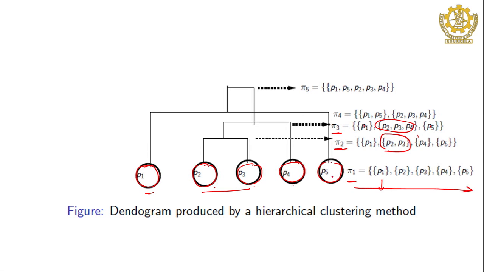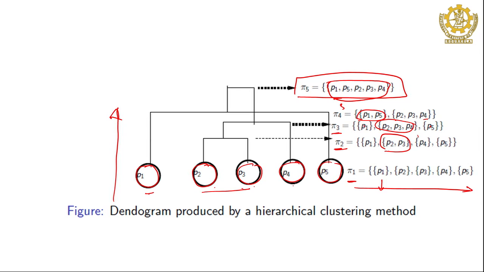Now, you have P2, P3, P4 as one cluster, and you merge P1 and P5. So, there are 2 clusters. Now, you merge these 2 clusters and you get a clustering, let us say pi 5, which forms the single cluster, as you can see, with all points in it. So, if you see it from down to up, this is called the agglomerative approach.